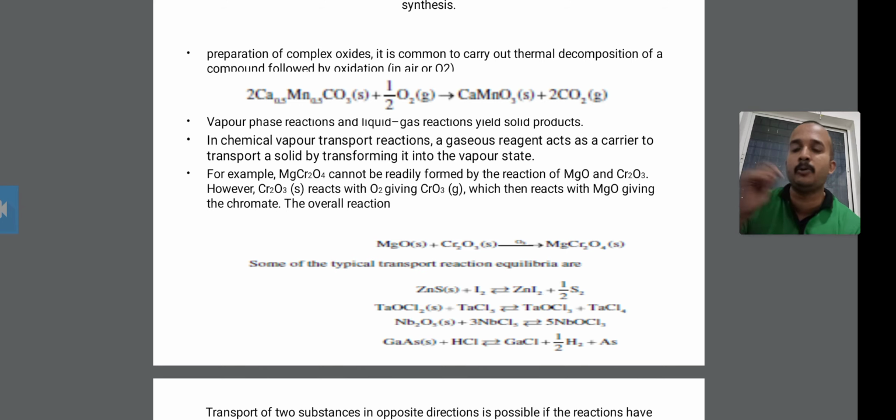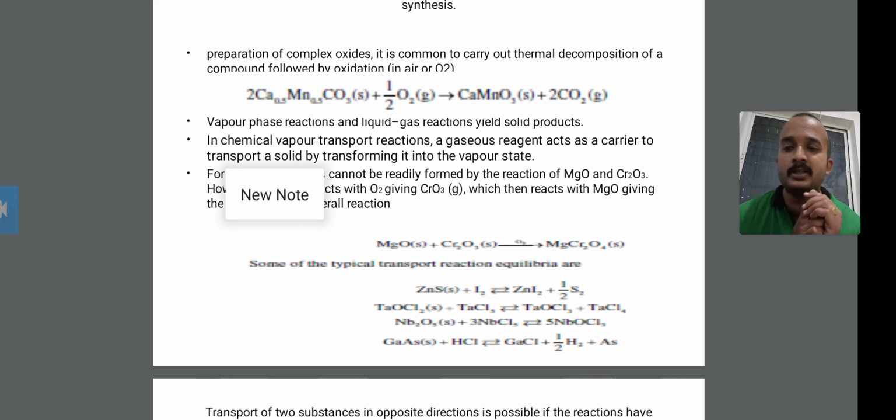For example, MgCr2O4 cannot be readily formed by the reaction of MgO and Cr2O3. Therefore the Cr2O3 solid reacts with O2 giving chromium trioxide, and when chromium trioxide reacts with magnesium oxide it gives the chromate. Therefore the overall reaction is magnesium oxide solid plus Cr2O3 solid in presence of O2, an oxidation reaction, forming MgCr2O4.